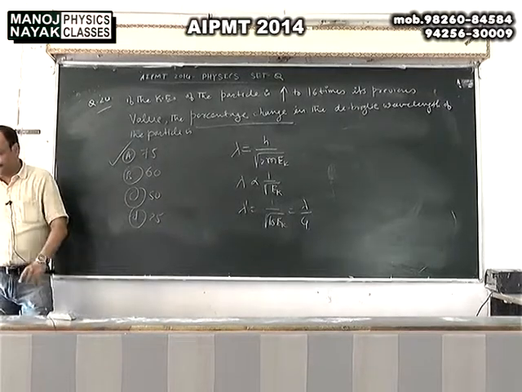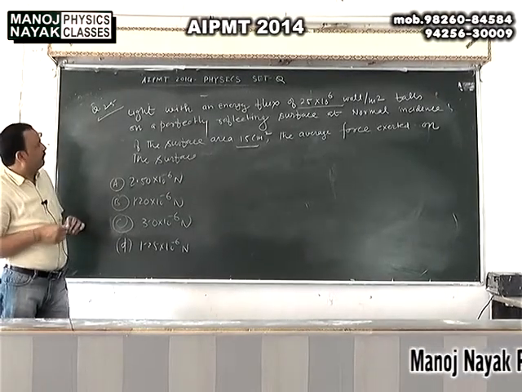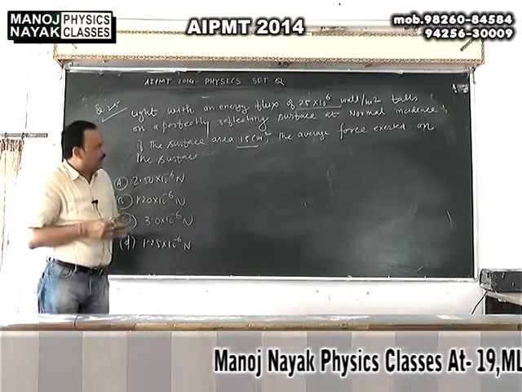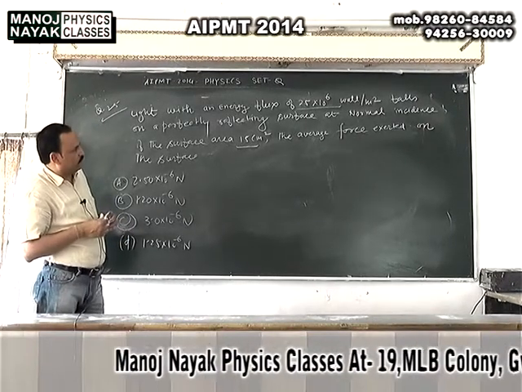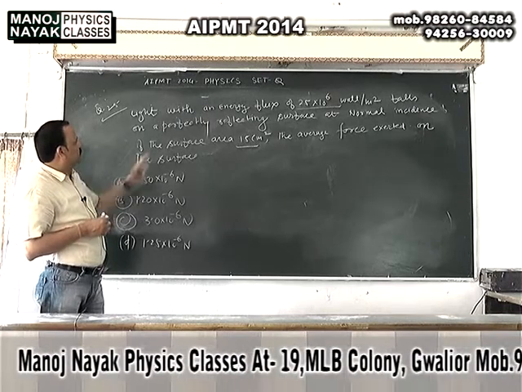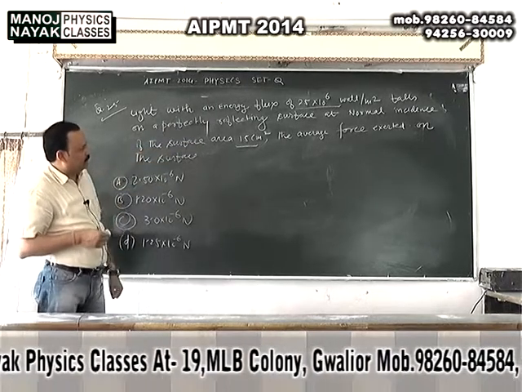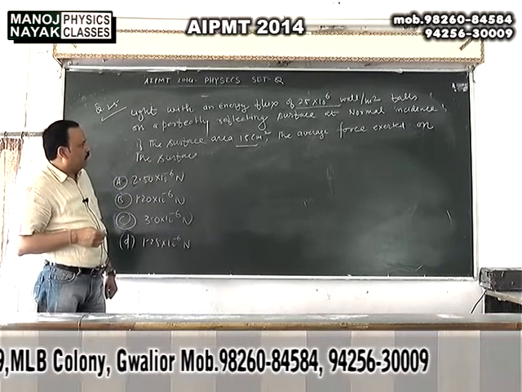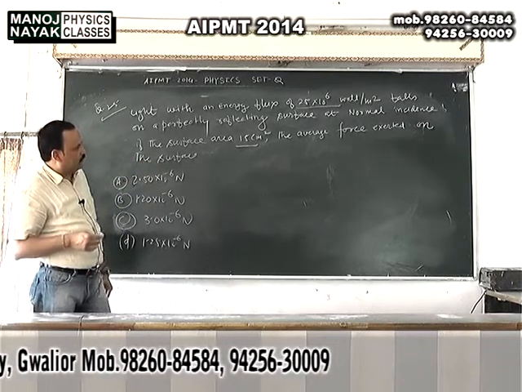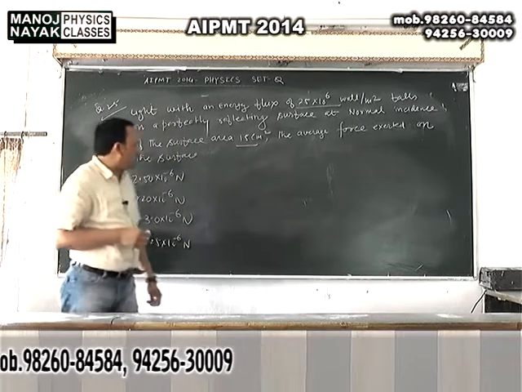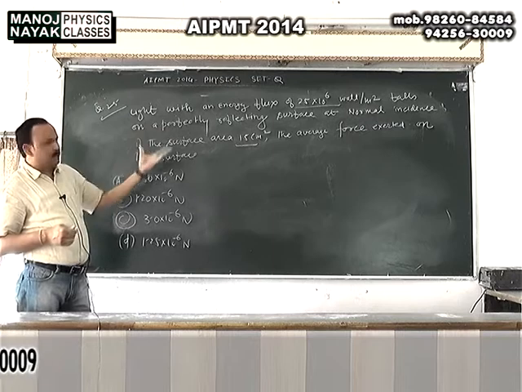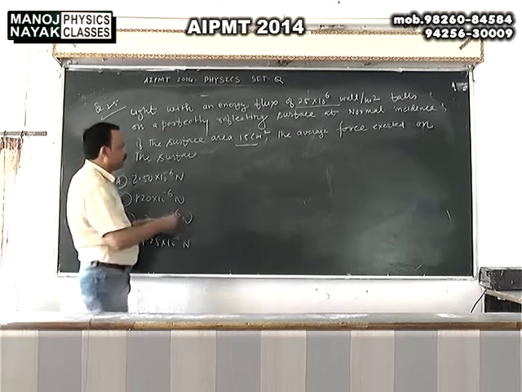Okay, question number 25. Light with an energy flux of 25 into 10 to the power 6 watt per meter square falls on a perfectly reflecting surface at normal incidence. If the surface area is 15 square centimeter, the average force exerted on the surface. ये सिंपल फार्मूला बेस्ड क्वेश्चन है.